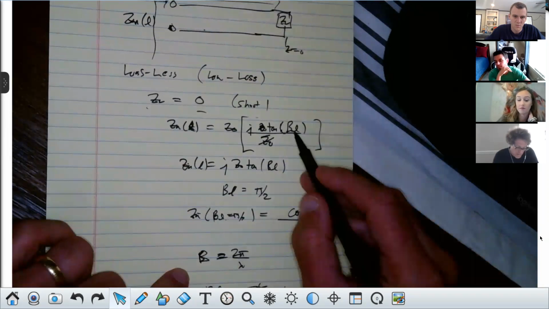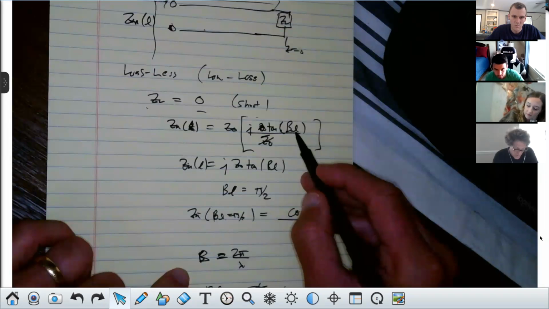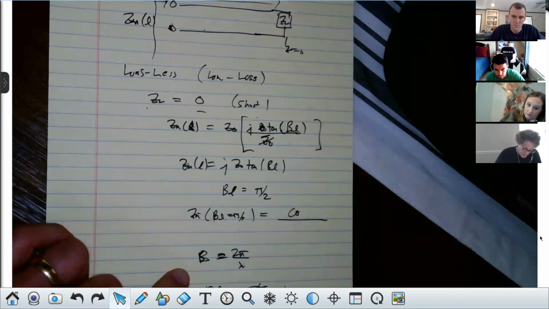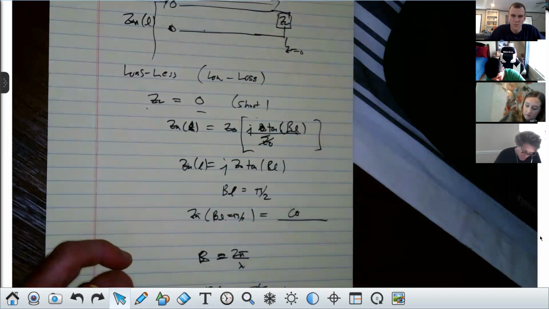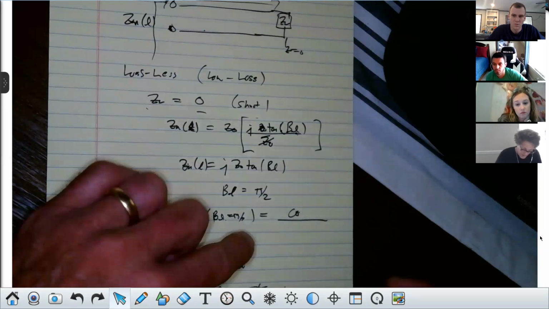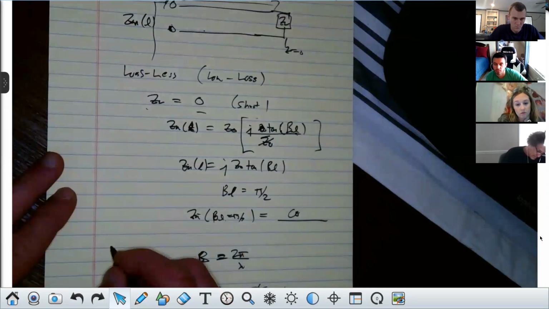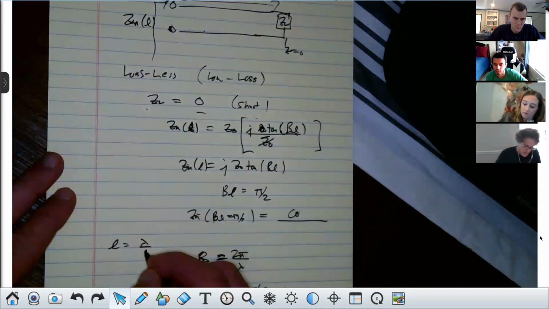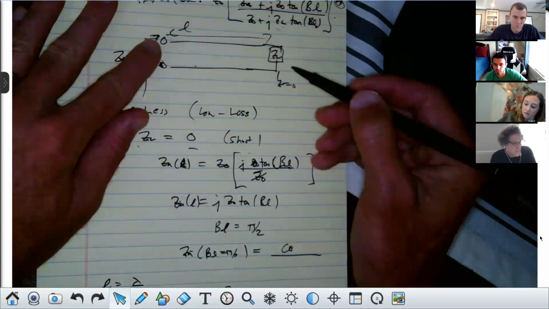If beta L equaled pi over 2, then we could say L is what? Well, L would be equal to pi over 2 divided by beta, and beta is 2 pi over wavelength, by the way. And that means it's lambda over 4. This is the important point. So when L is equal to lambda over 4, the input impedance to this line would be infinite.